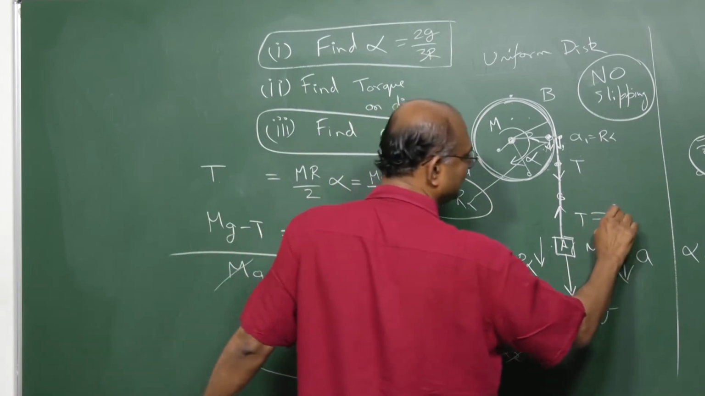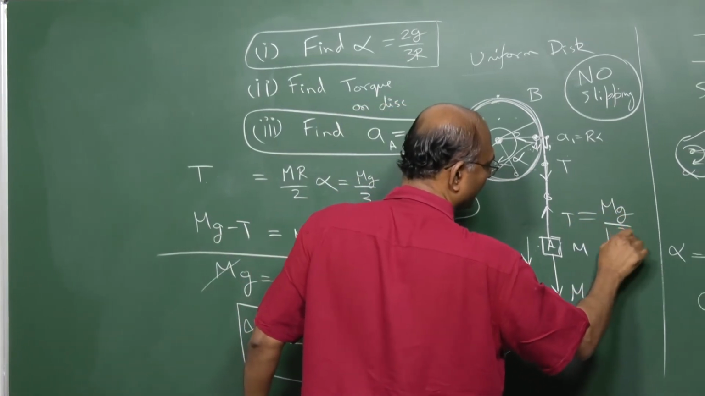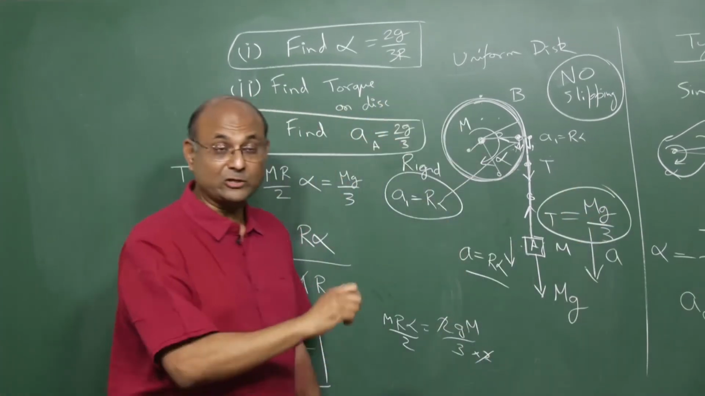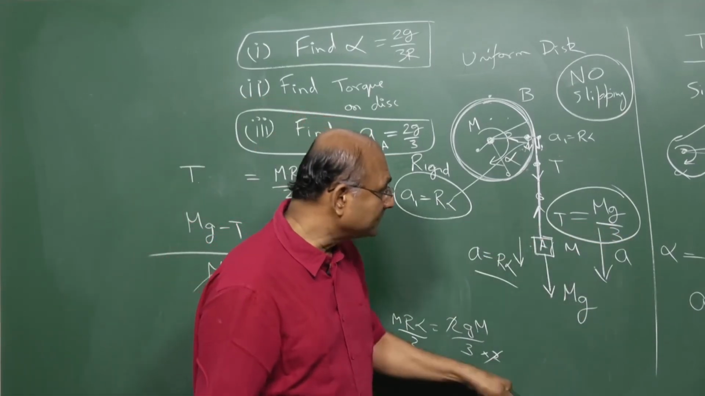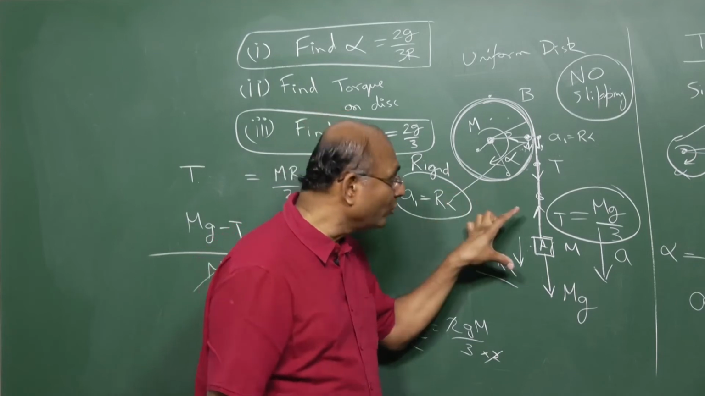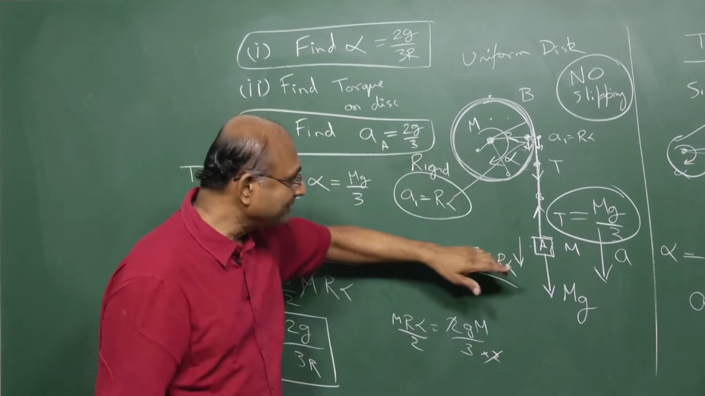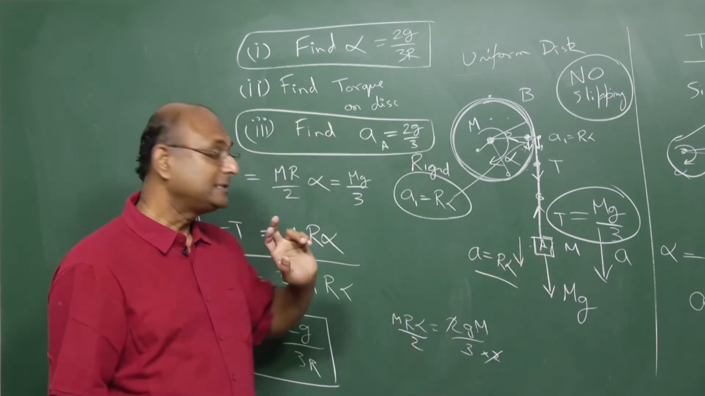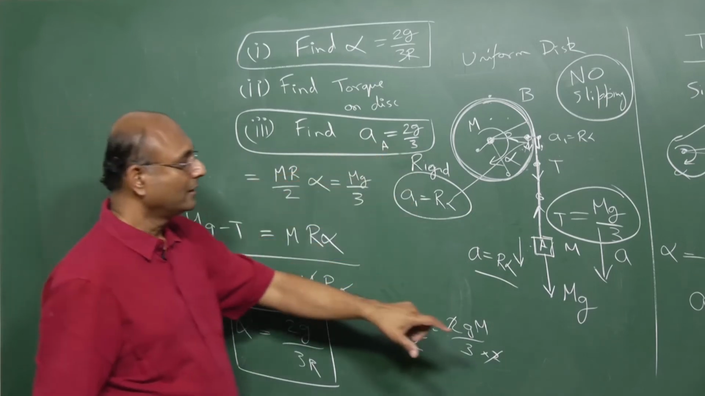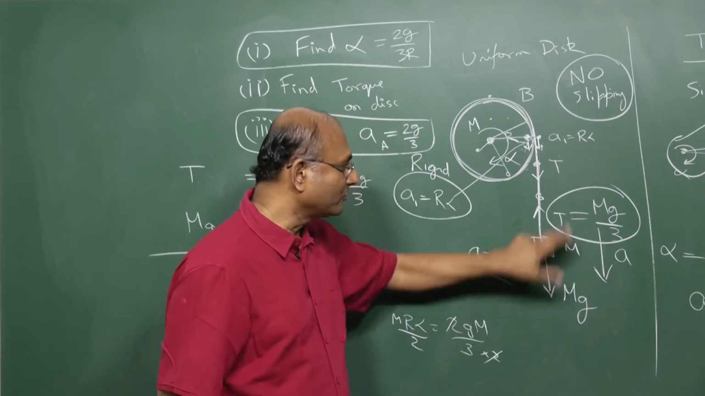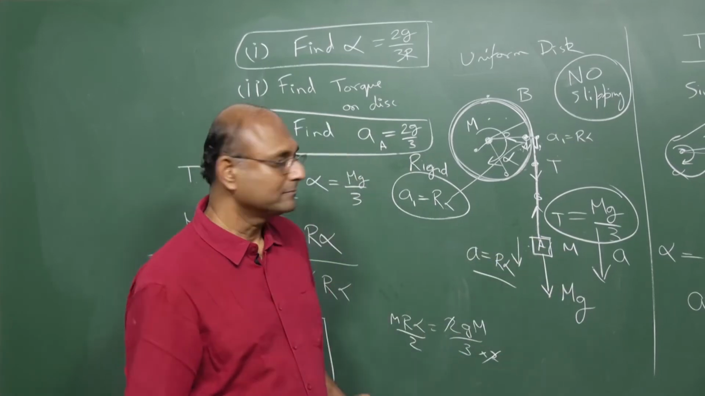Let us check if it makes sense. This is not the torque, okay? This is just a tension. Does it make sense? mg by 3, 2mg by 3 is the net force. 2mg by 3 by mass m, that is 2g by 3, must be the acceleration, and that's what we found, 2g by 3. You need mg by 3 because you want the net force to be 2mg by 3.